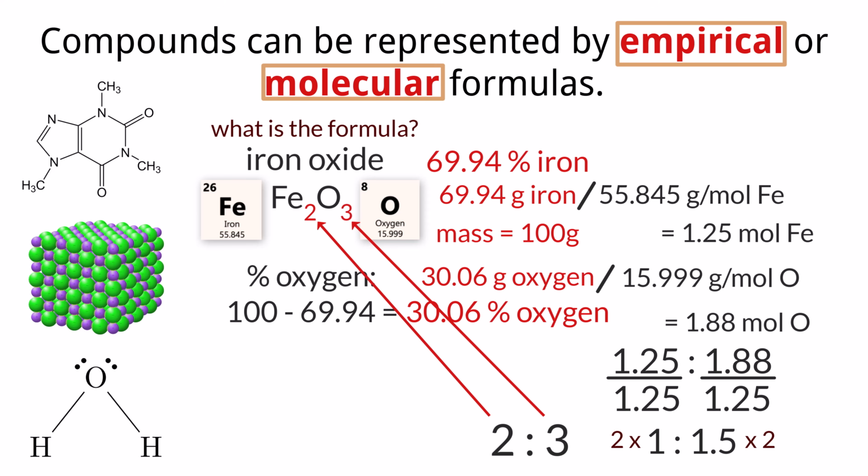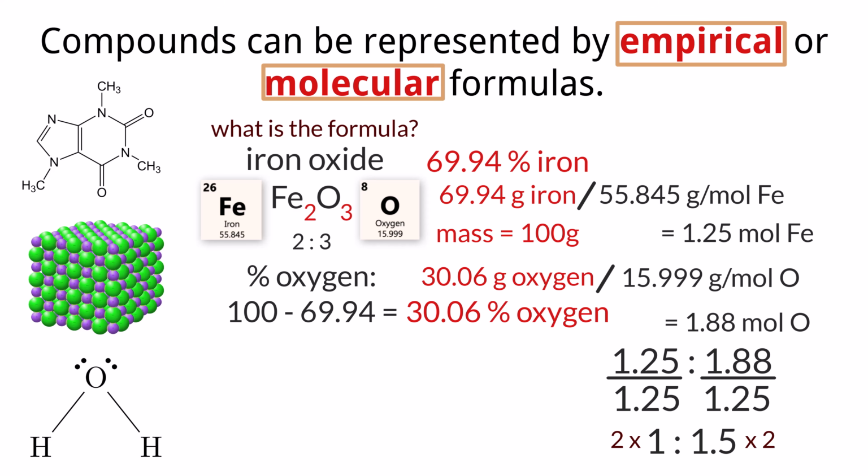You may come across some examples where the value you must multiply your ratio by in order to achieve a whole number ratio is not as apparent. So it is normal to go through a trial and error process to determine this. Let's take this example one step further and determine the molecular formula of this compound.